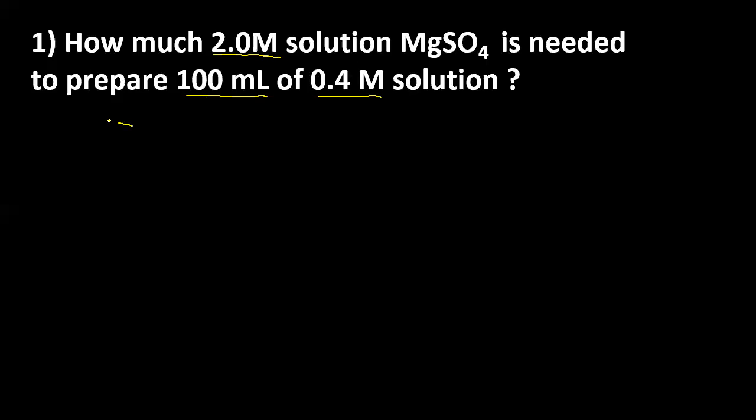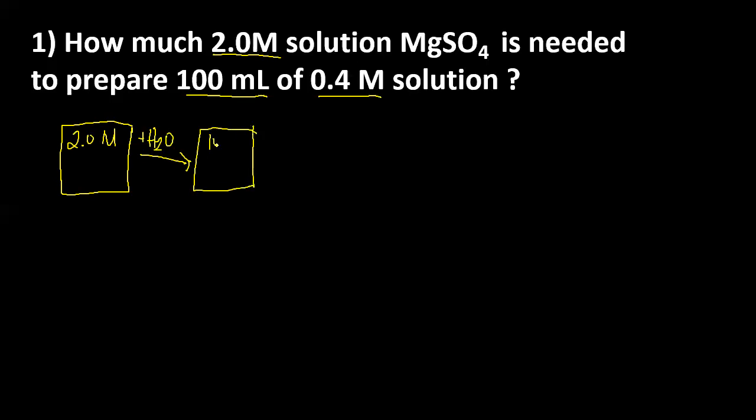So if I'm going to illustrate this, okay, for example, you have this, your container, and you have your 2 molar magnesium sulfate. So i-dilute daw yan. So you have to add water. You dilute this to a final volume of 100 ml and a concentration of 0.4 molar. So, yan yung situation natin. Now, the question is, ano yung volume? So, ito yung tanong ngayon. What is our V1? What volume of your 2 molar solution ang gagamitin para mag-produce tayo ng 100 ml of 0.4 molar solution?